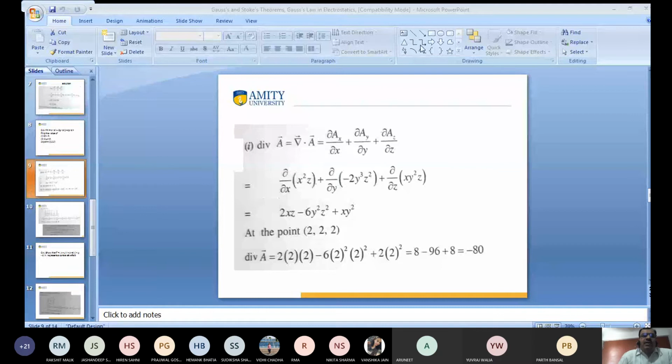This is a scalar quantity, because the divergence of any vector quantity is a scalar quantity. I already told you, my dear friend, the divergence of any vector quantity is a scalar quantity. So what is the value of 2, 2, 2? So I saw this one, 96 plus 2 to the 4 to the 8, so minus 80. Is it correct or not? Yes, sir, correct.